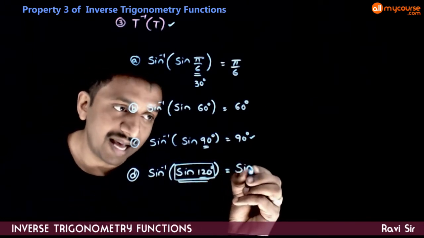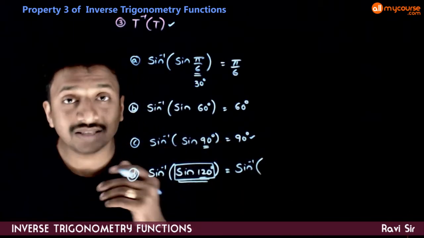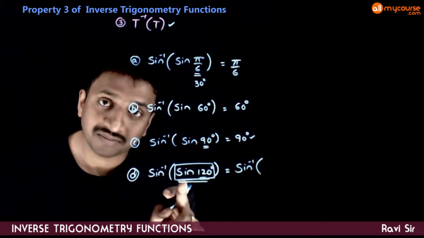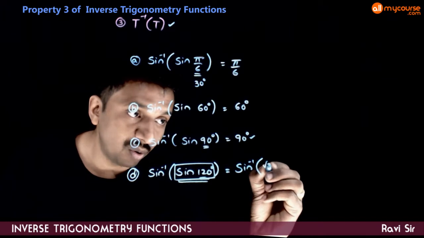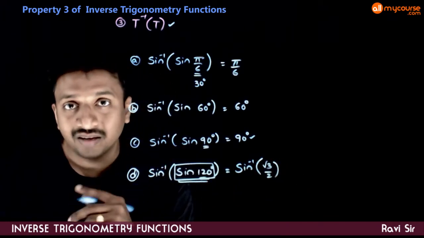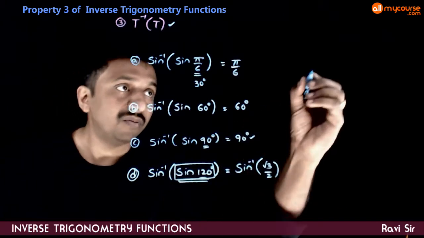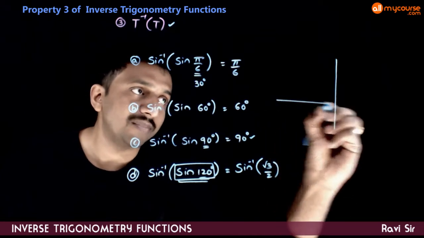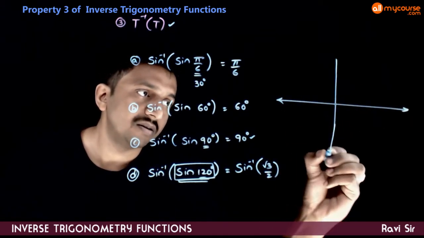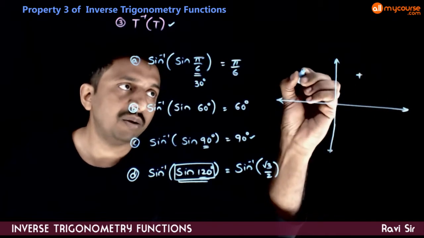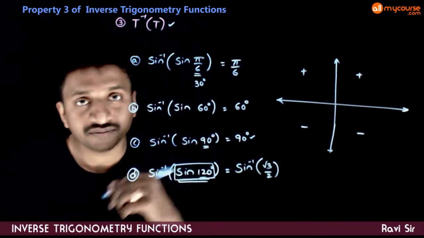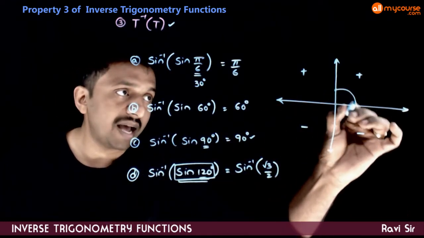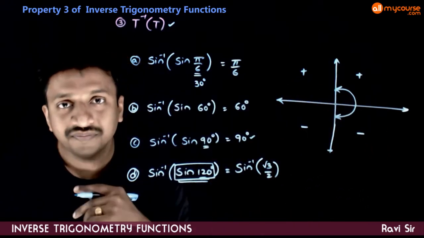So this can be written as sine inverse of, so what is sine 120 degrees? Sine 120 degrees is nothing but root 3 by 2. So from the basics of trigonometry, we know the quadrant diagram for sine theta. The quadrant diagram for sine theta looks something like this. So sine is positive here, positive in the second quadrant, negative, negative. And the range of sine inverse is minus pi by 2 to pi by 2.